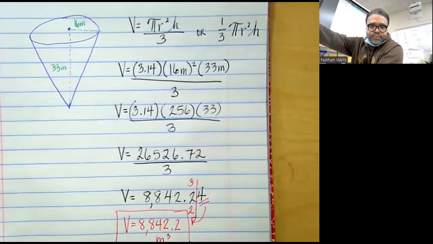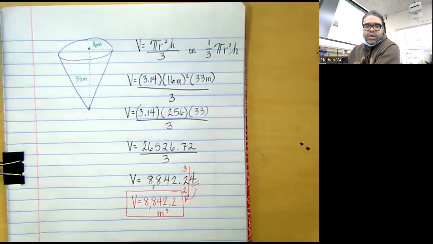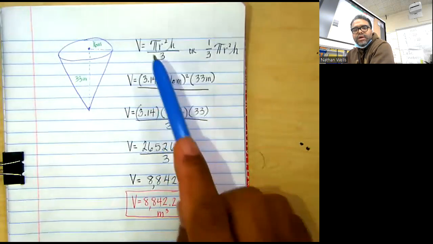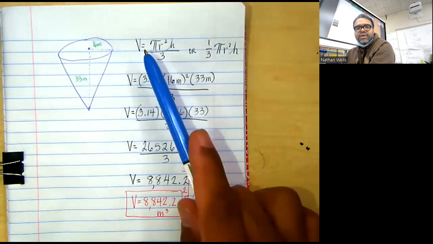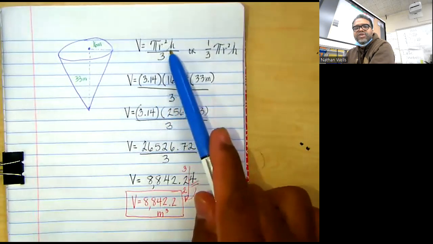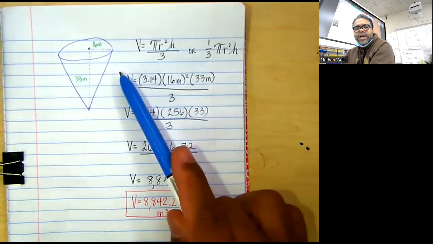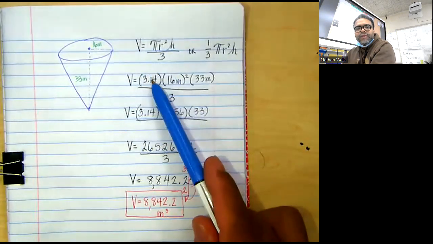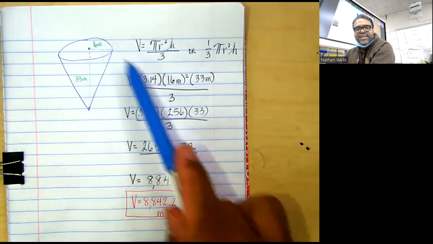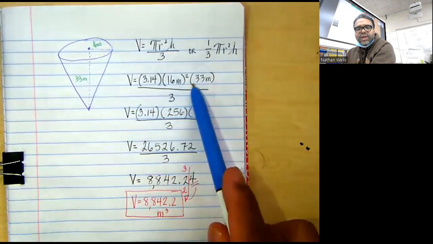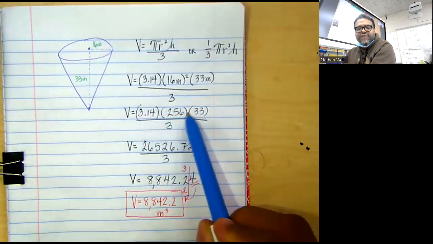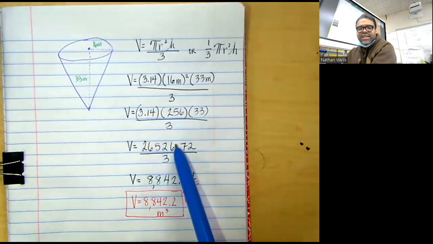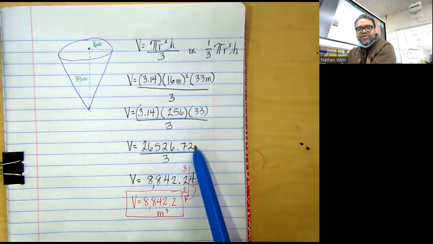So again, in order to calculate the volume, you use this formula, V equals pi r squared h divided by 3. Plug in all of your values. We use 3.14 for pi. Our radius is 16 in this problem, and our height is 33 meters. 3.14, 16 squared is 256. Multiply all 3 of these numbers, you get 26,526 and 72/100.